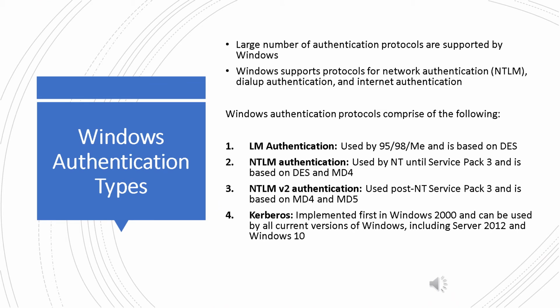Windows authentication types. A large number of protocols are supported by Windows. Windows supports protocols for network authentication, dial-up authentication, and internet authentication. The Windows authentication protocols comprise the following: LM authentication, which is used by Windows 95, 98, ME, and is based on DES. NTLM authentication, used by NT until Service Pack 3, is based on DES and MD4. NTLM version 2 authentication is used post NT Service Pack 3 and is based on MD4 and MD5.